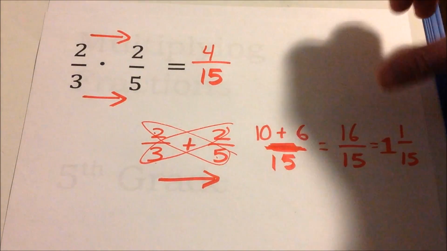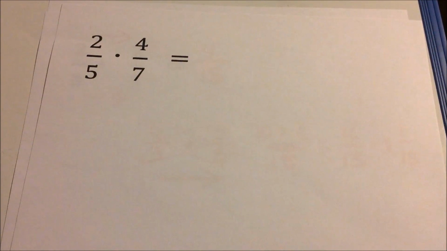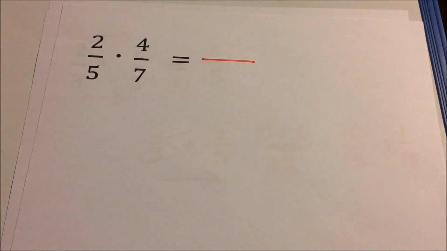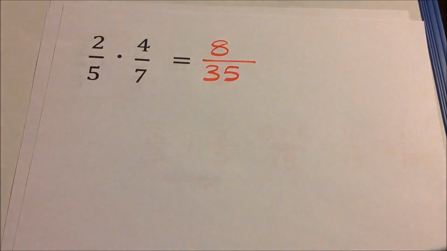Let's do another one. So again, just multiply the numerators, and then multiply the denominators. So what would you get? 8 over 35. You're done.